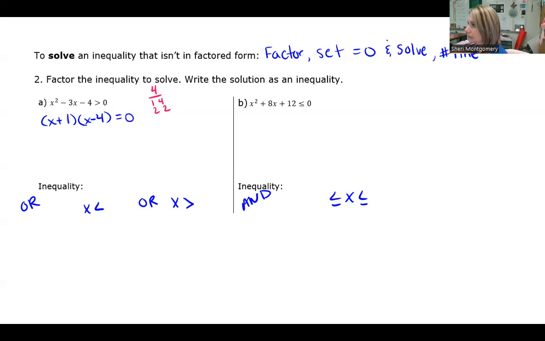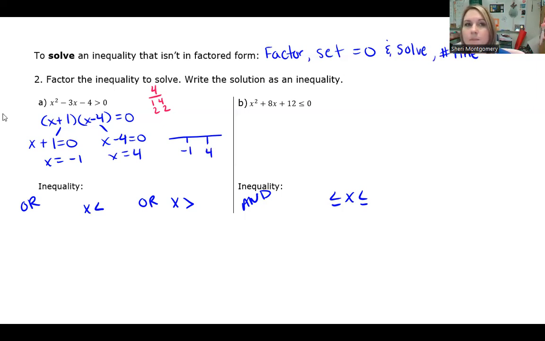All we have to do is split it, set them both equal to 0. So I get x is equal to -1 and x is equal to +4. Do y'all agree? I can make my number line. I'm going to have -1 on the left and 4 on the right. For this one, it's a lot easier to see. It's in standard form, but that's okay.